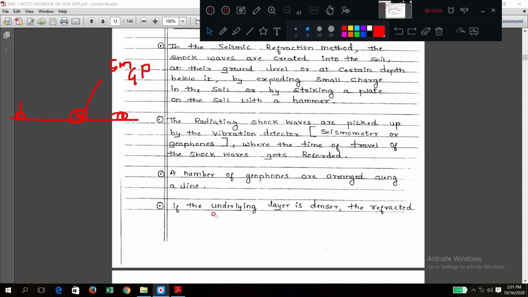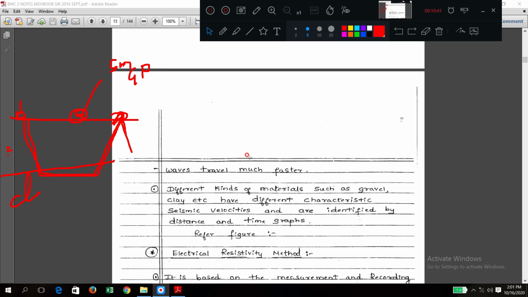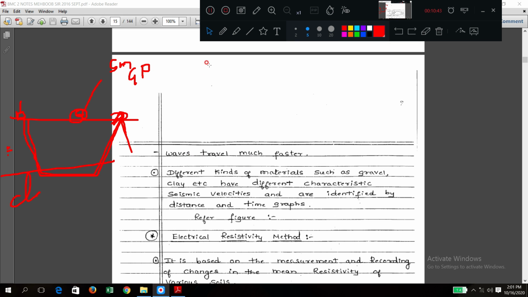Next, if the underlying layer is denser, so you will get what? If the underlying layer is denser, obviously the refraction will take place. Do you agree with this point or not? If it is very dense compared to this layer, obviously the shock waves will get refracted. So that is what is explained here. Denser means another point is also there: the waves will travel much faster.